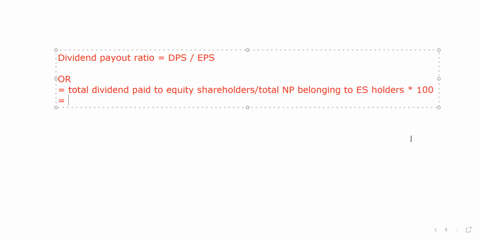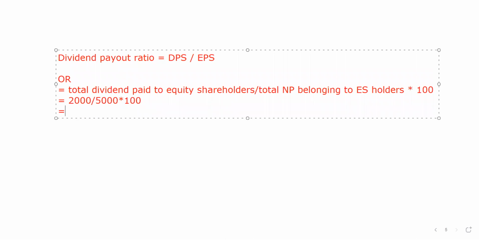Okay, into 100. So here when we look into the question, we understand that it is not dividend per share or earnings per share which is given in the question. They have told us that we have a net income of 5,000 and we pay a dividend of rupees 2,000. The whole amount is given. Per share amount is not given. So what we have to do? We have to consider the second equation, that is total dividend paid to equity shareholders divided by total net profit or net income belonging to equity shareholders into 100. So it is 2000 by 5000 into 100.